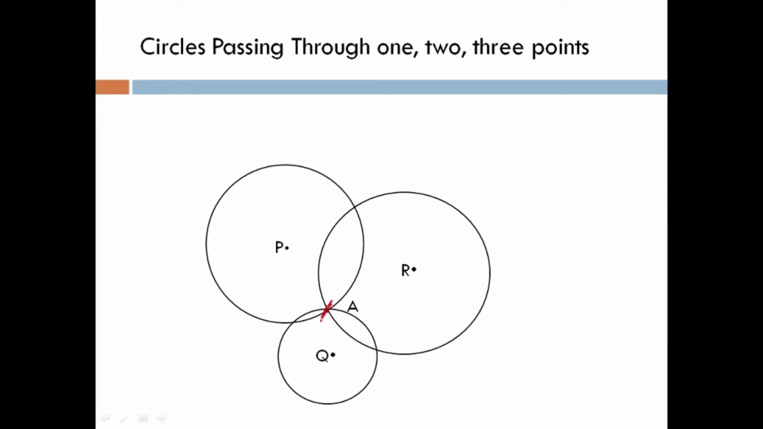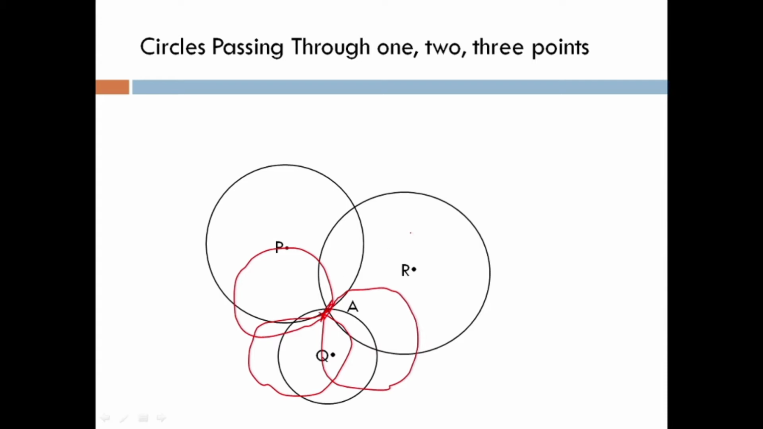Now in this, if you try to draw further circles, you can draw an infinite number of circles passing through a point. See, it's like this. I can draw a circle here passing through this point. I can draw a circle like this. I can draw a circle like this. Anywhere I can draw. So we can draw an infinite number of circles passing through one point.